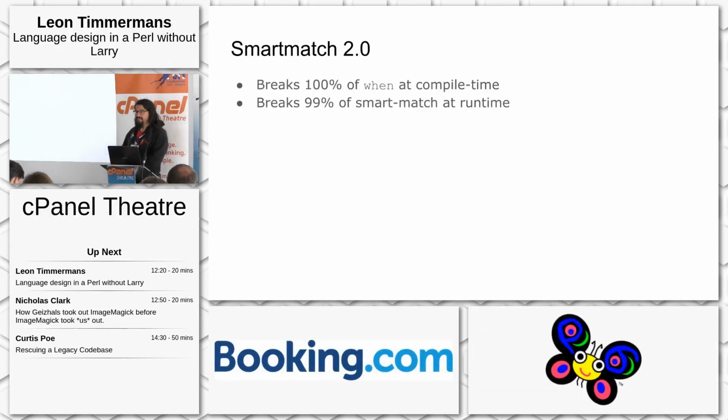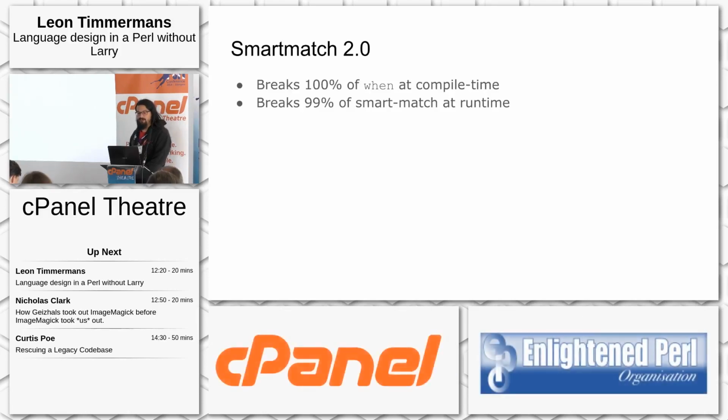And this Smartmatch 2.0 was not a success. I think there are 3 reasons for that. The first reason was it pretty much broke everything around Smartmatch. It broke almost all of non-when Smartmatch. This did a lot of damage, and it was not well received.